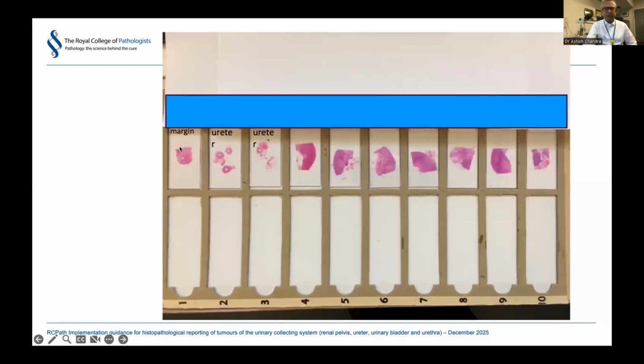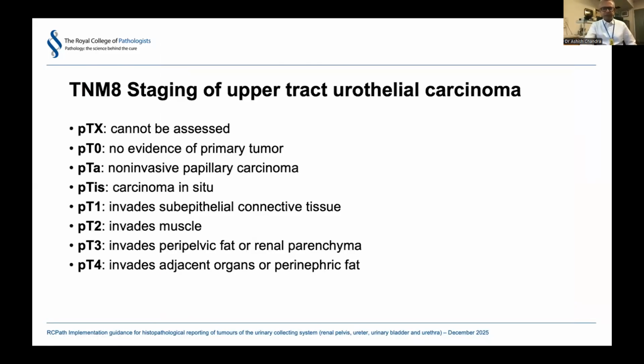You'd, of course, have the bladder cuff margin. You would have maybe the lower and mid and upper ureters sampled, and then you go into the renal pelvis close to the PUJ, and including some normal renal parenchyma, and then the tumor, including their deepest points of invasion. So not an unreasonable number of slides to examine.